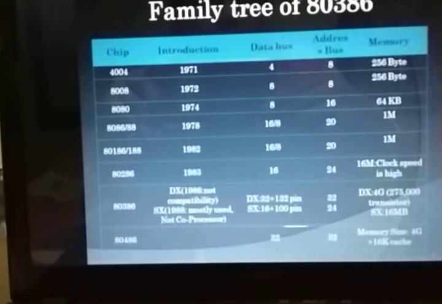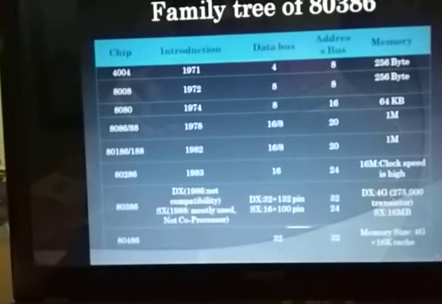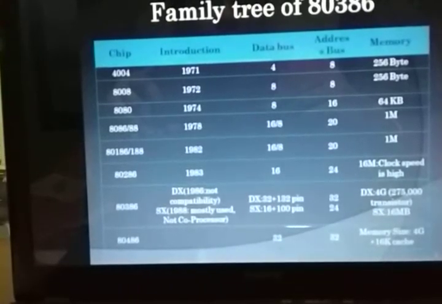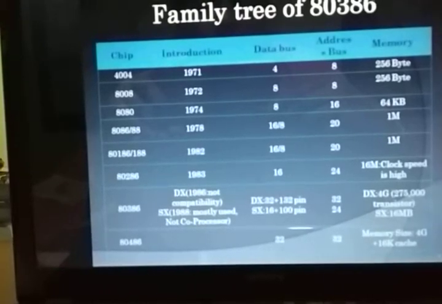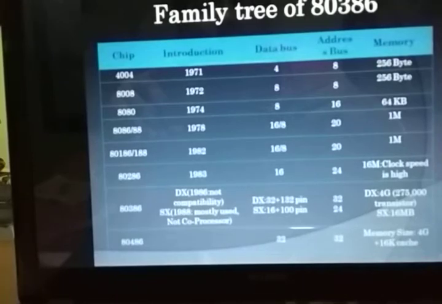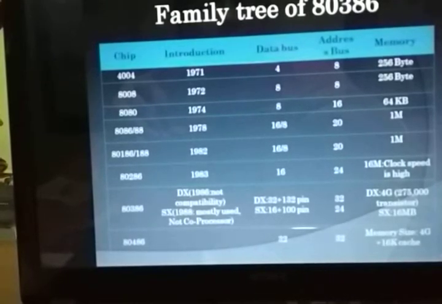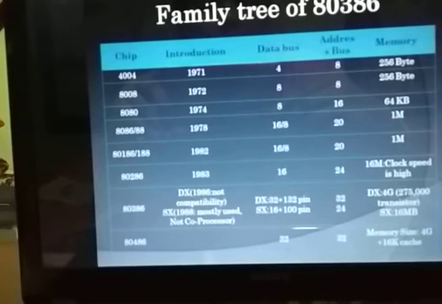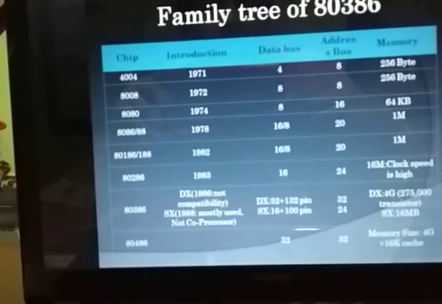So, the first chip is 4004 that was introduced in 1971 and has a 4-bit data bus, 8-bit address bus and 256 bytes of memory. Like that, we will discuss every chip like 8008, 8080, 8086, 80186, 80286, 80386. So basically we have to focus on 80386.